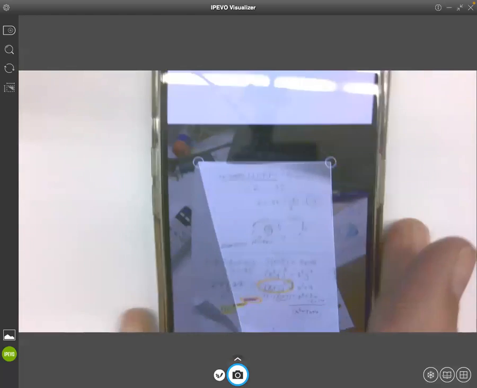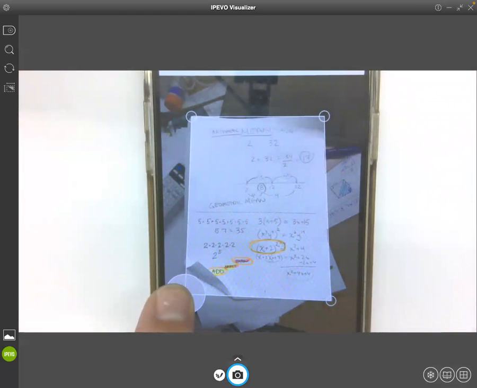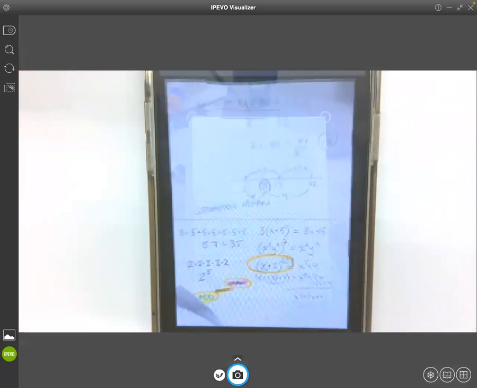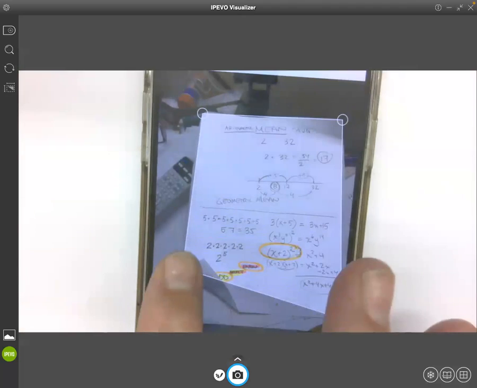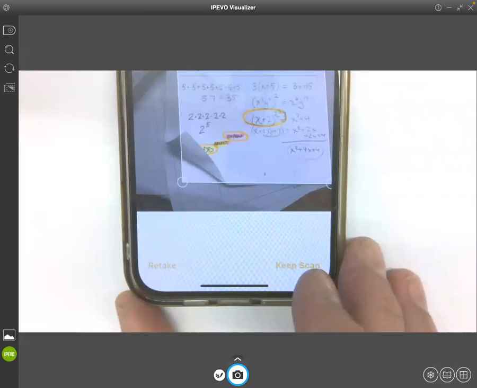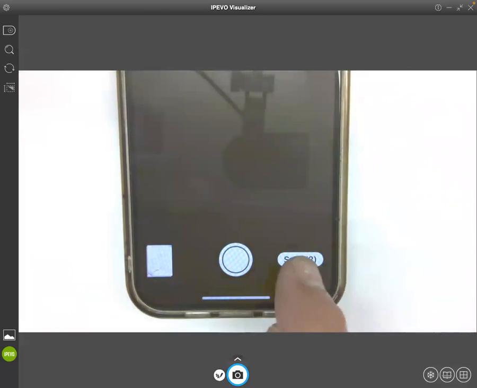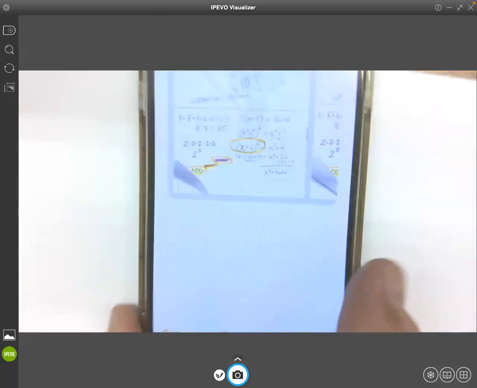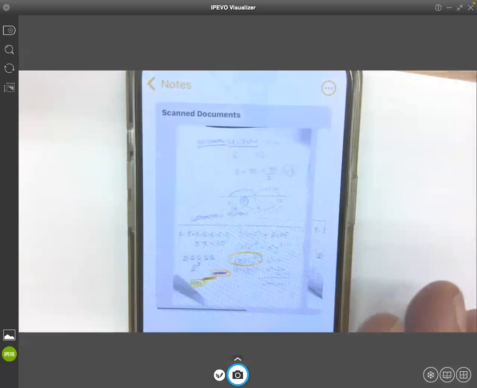And if the image isn't exactly what you want, you can drag the corners to get the image you want. Then you press keep scan. It'll give you a chance to take another picture. And again, adjust as necessary, keep scan. And when you're finished, you click on save here. And now you've got a PDF that contains all the pictures in one.